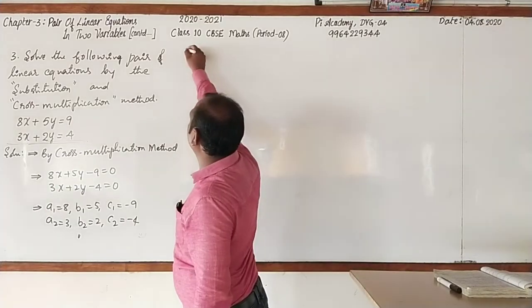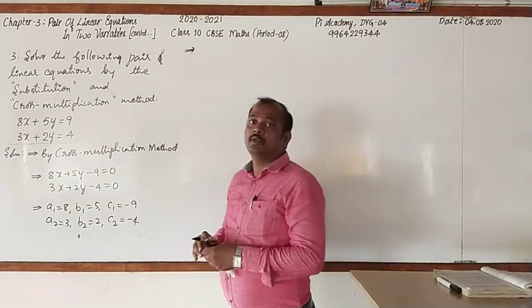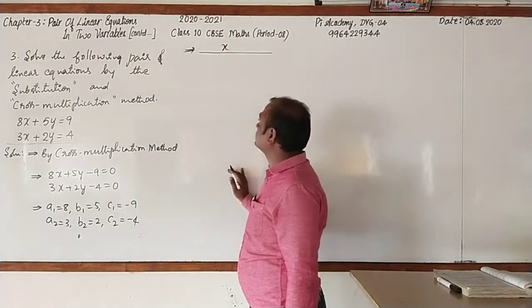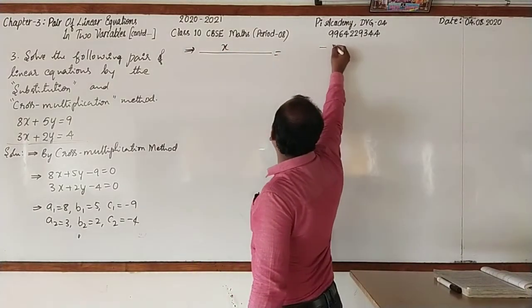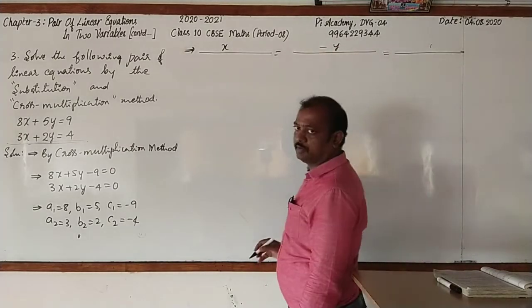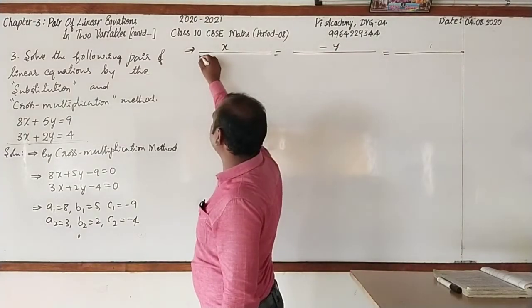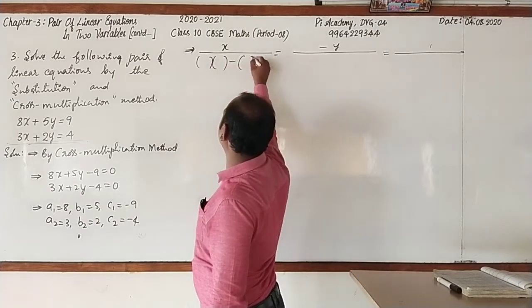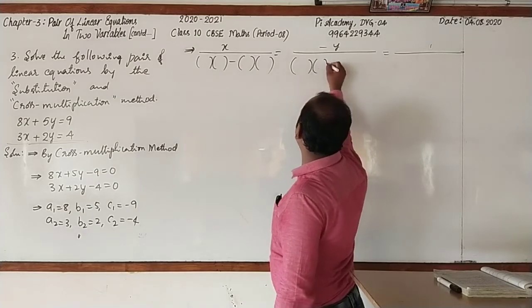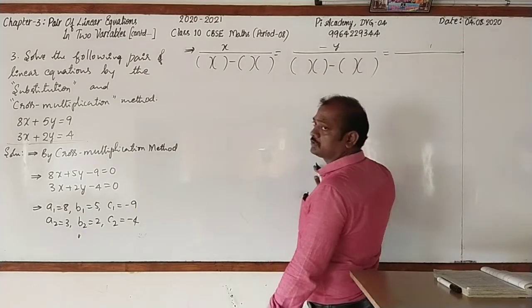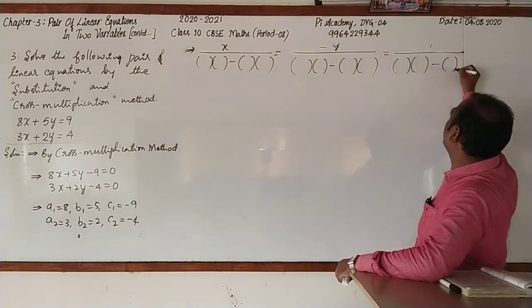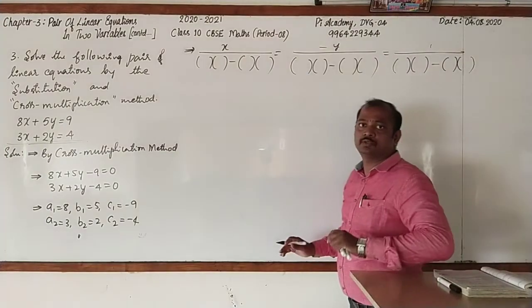Next, we have to write terms related to x, minus y, and the constant 1. With respect to each term, we have 2 terms minus 2 terms. Here, 2 terms minus 2 terms. Similarly, for the constant 1, we also have 2 terms minus 2 terms.